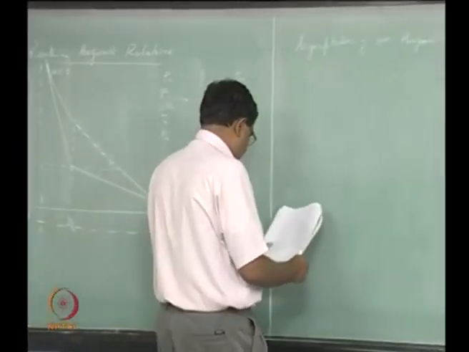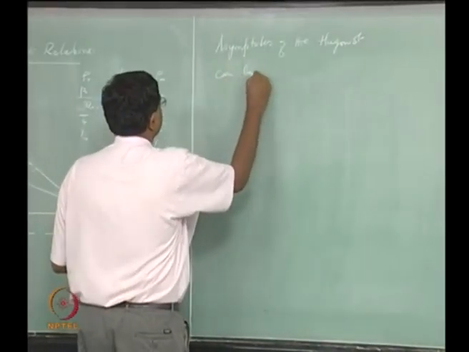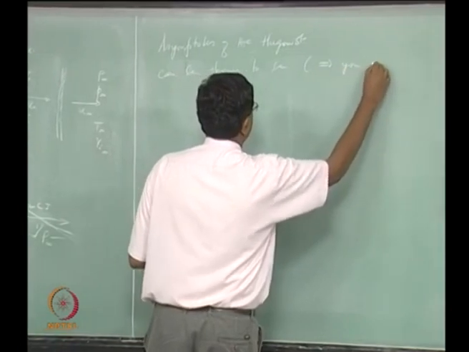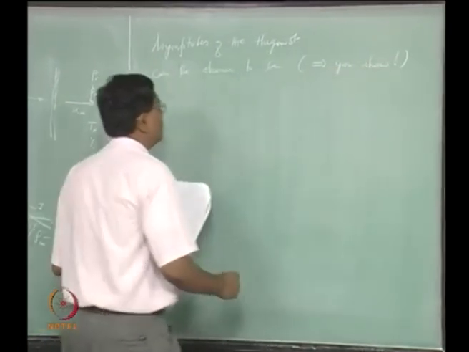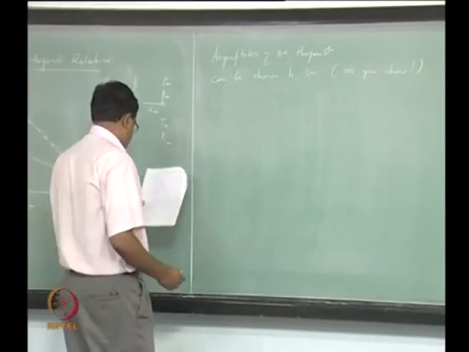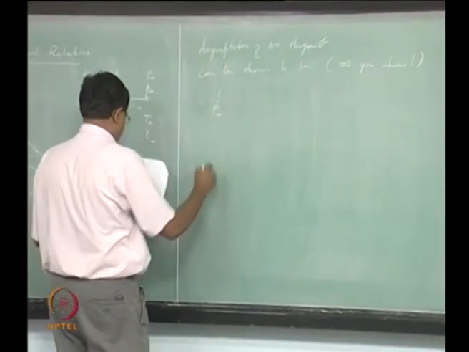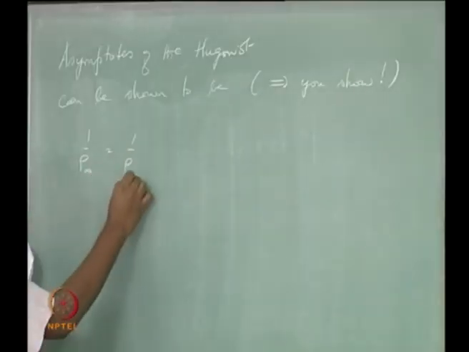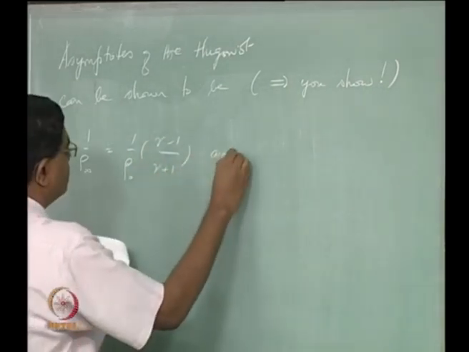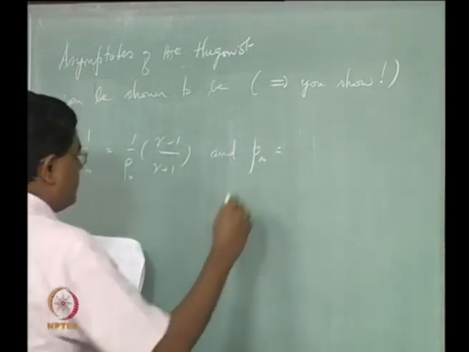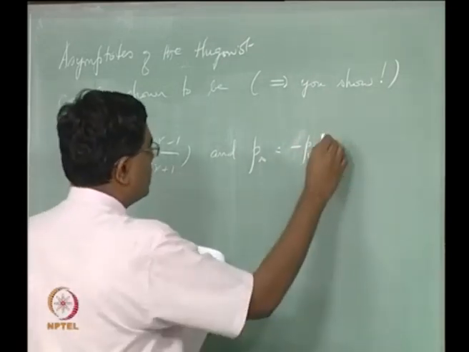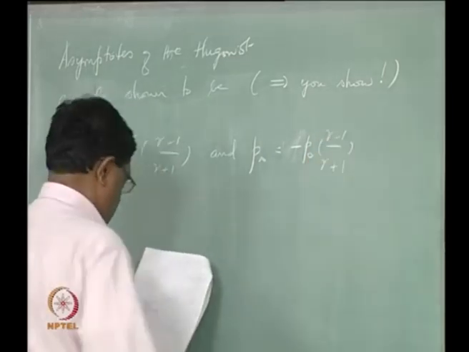This can be shown to be, that means, you can do this as an exercise and it can be a typical quiz question or an exam problem. 1 over rho infinity equals 1 over rho naught times gamma minus 1 divided by gamma plus 1, and p infinity equals minus p naught times gamma minus 1 divided by gamma plus 1.